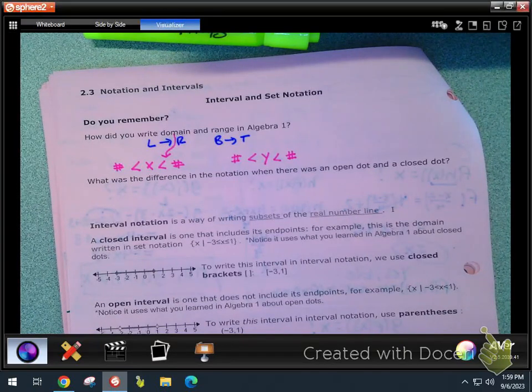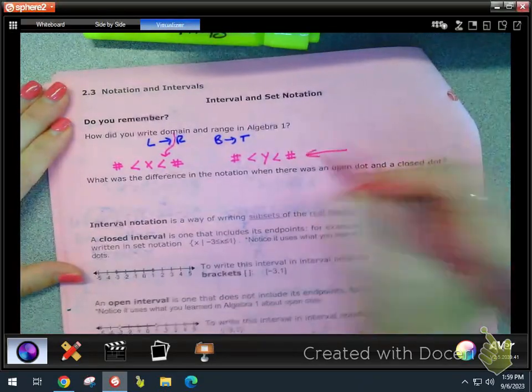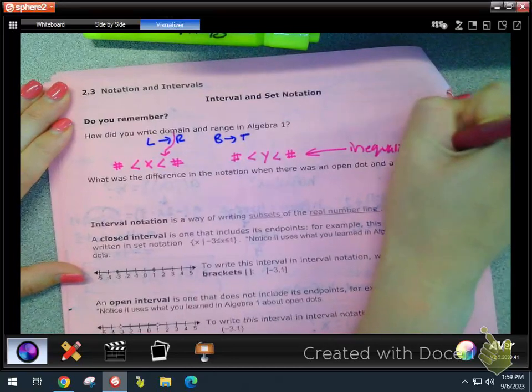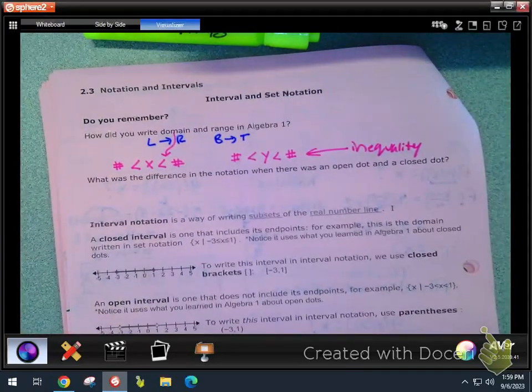Less than, greater than, inequalities. Okay, this is called inequality notation. This is how we teach it in Algebra 1. Inequality notation. Okay, I'm going to show you a shorthand today for this.